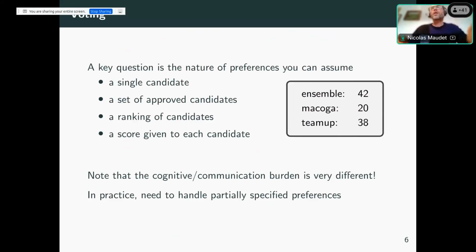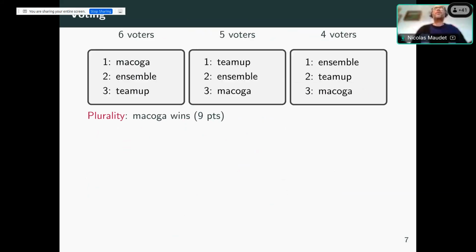Once you have the preferences, you have to compute a winner, and there are many different ways to do that. I guess you know that, but just to give you an example, suppose that you have 6 people who voted for this ranking, Makoga first, and then Ensemble and Team Up, and 5 voters with this ranking: Team Up, Ensemble, Makoga, and so on. If you take plurality voting, which is just giving one name, you would look at the top option for each voter. So you would get 6 points, and Makoga is the plurality winner.